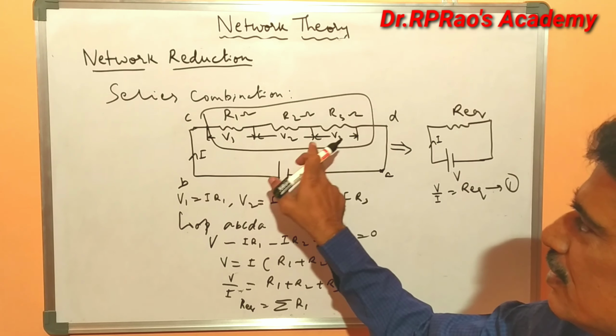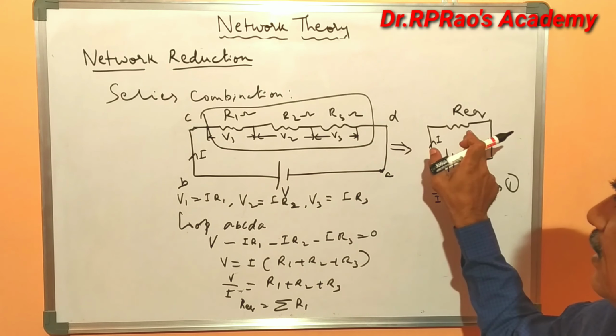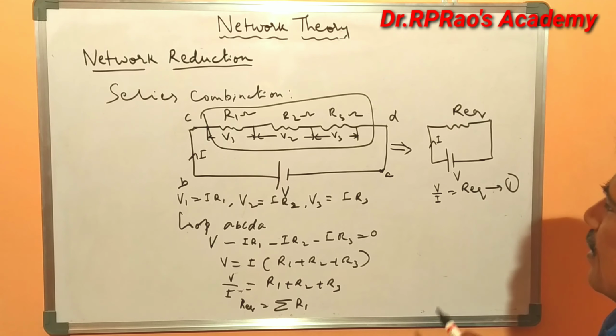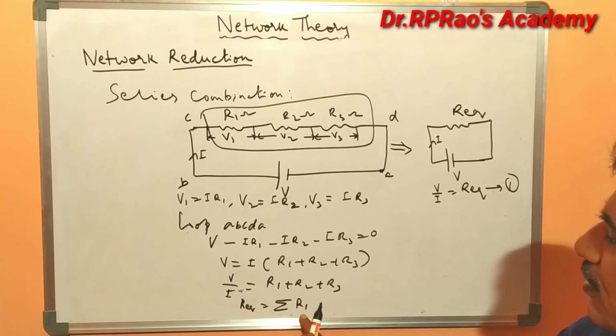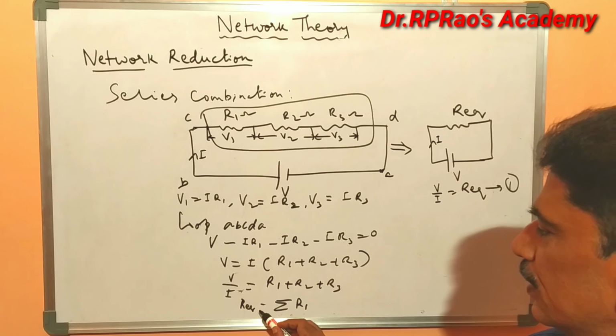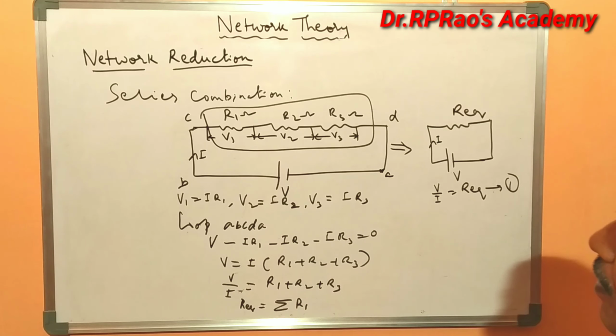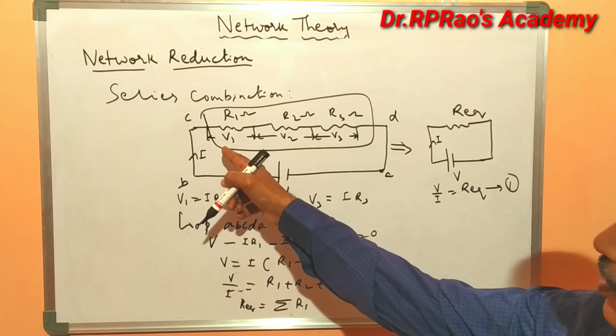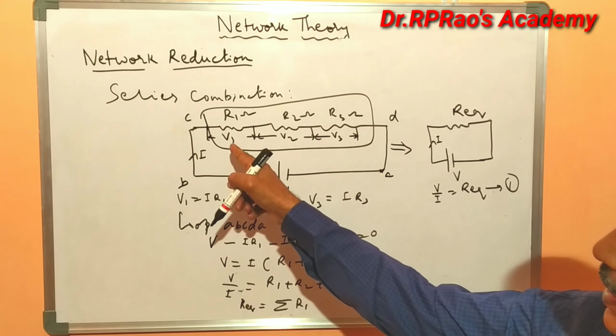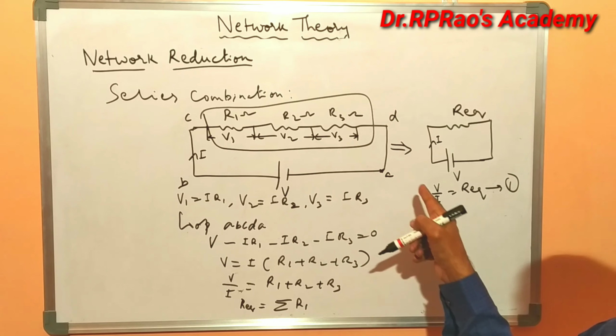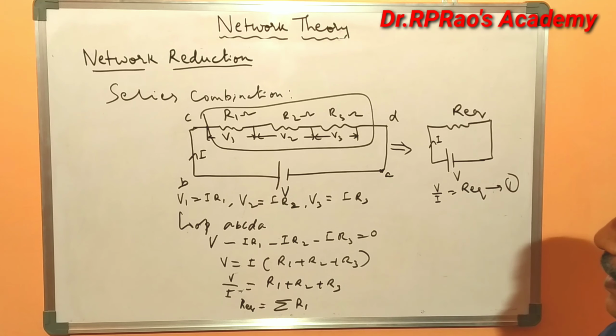So a series combination of resistances can be replaced by its equivalent resistance by using this formula: R equivalent is equal to sigma Ri. We can directly write in terms of voltage also, V minus V1 minus V2 minus V3 equal to 0. In that way also we will get the same equation.